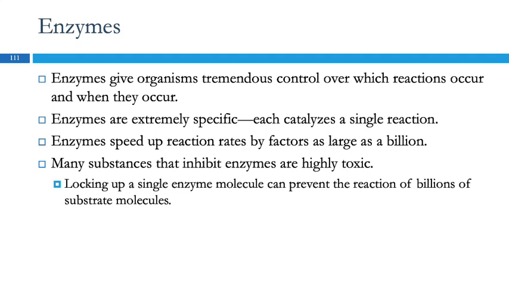So some of the very, very toxic substances are so very toxic because they inhibit enzymes. So if you have a substance that interferes with the active site for the hydrolysis of sucrose in sucrase, it gets stuck in the active site and the enzyme can no longer catalyze the hydrolysis of sucrose. You can't metabolize sucrose anymore. And just getting rid of one enzyme could prevent the reaction of billions of sucrose molecules. And so, things that do that can be very, very toxic.